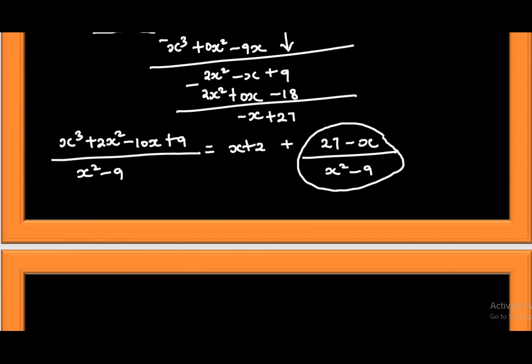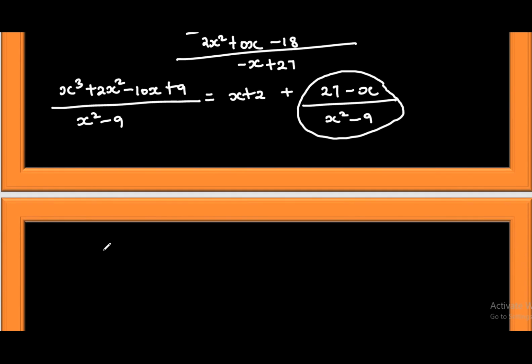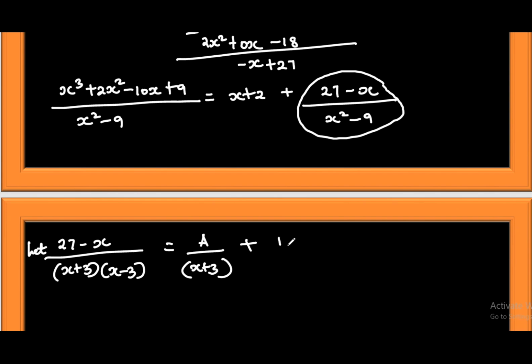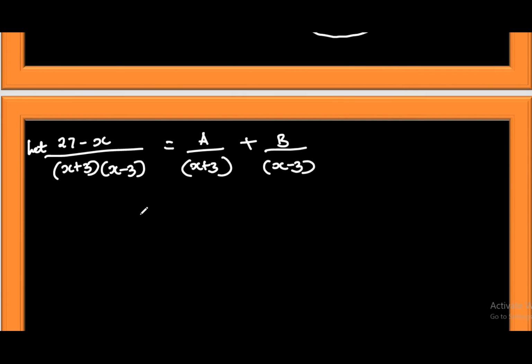And then we ask ourselves, which type does it fall under? Clearly, we can say that 27 minus x out of x squared minus 9 is as good as saying 27 minus x divided by x plus 3 into brackets x minus 3, which is the difference of two squares. And our intention is to let the whole of this be a out of x plus 3 plus b out of x minus 3. Why? Because this now falls under type 1, where we have a denominator with only linear factors. So from there, we look for the values of a and b.